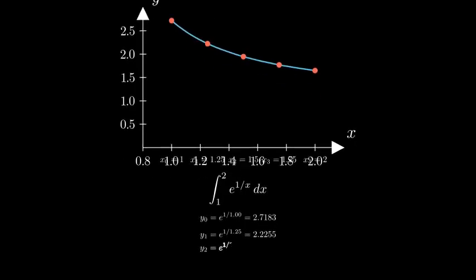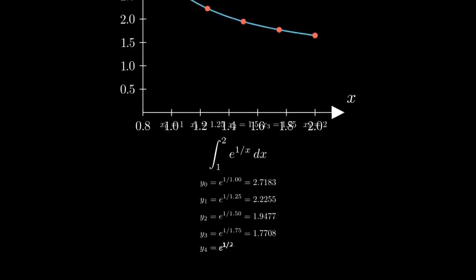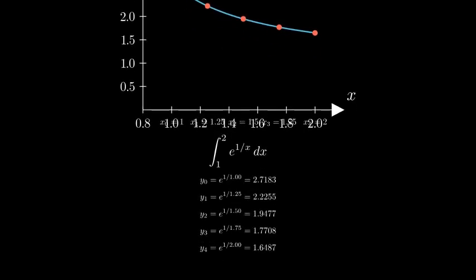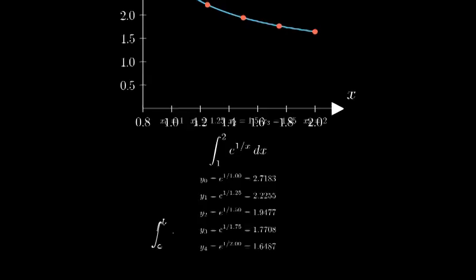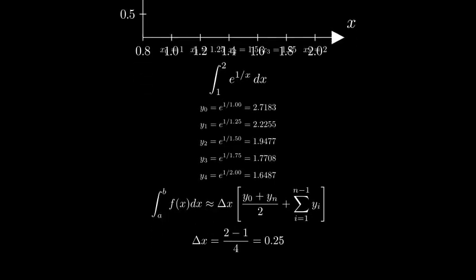These are y0 equals e to the power of 1, y1 equals e to the power of 0.8, y2 equals e to the power of 2/3, y3 equals e to the power of 4/7, and y4 equals e to the power of 1/2. The trapezoidal rule formula is delta x times the sum of 1/2 times (y0 plus y4) plus y1 plus y2 plus y3. Here, delta x equals 0.25.